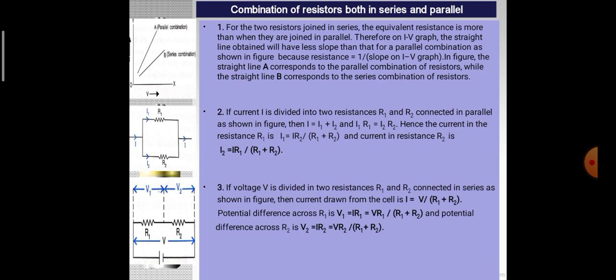The third case, if voltage V is divided into two resistances R1 and R2 connected in series as shown, then current drawn from the cell I is equal to V by R1 plus R2. The potential difference across R1 is V1 is equal to I R1, which is V R1 by R1 plus R2, and potential difference across R2 is V2 is equal to I R2, which is V into R2 divided by R1 plus R2.